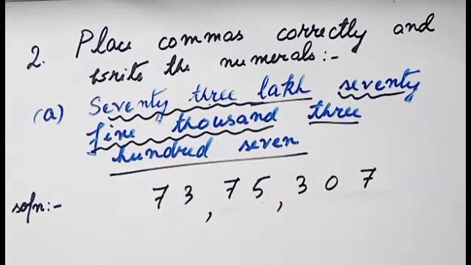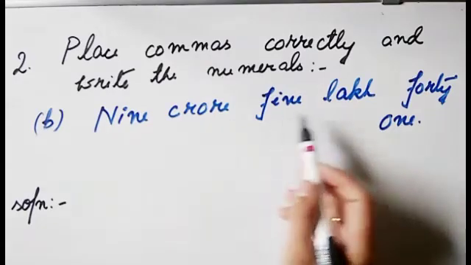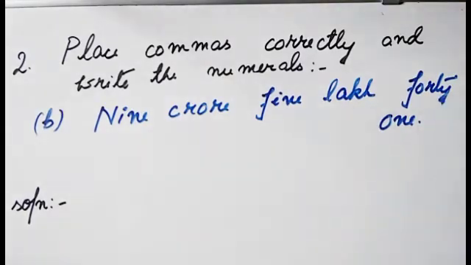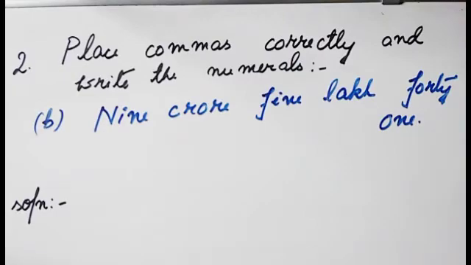75,307. It's very simple. Okay, so next let us try question number B. First of all, let us read the given number name: 9 crore 5 lakh 41. They have mentioned crore and lakh, which means we have to follow the rules of the Indian system, right?